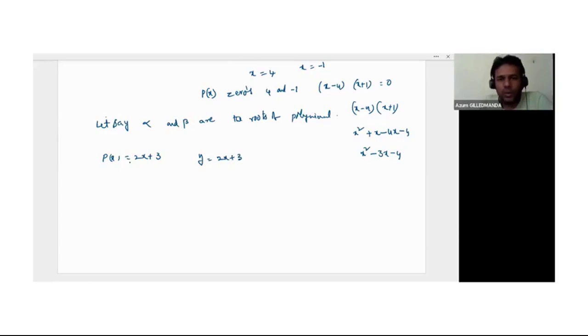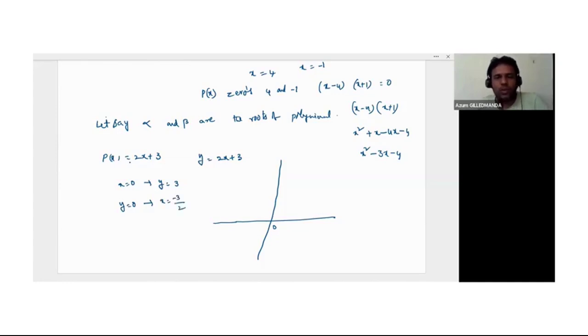So if I want to depict that in a graph, let's say this is a rough graph, and this is 0, the origin. If I make x as 0, the y value becomes 2 into 0, which is 0, plus 3. That means the y value I'll get is 3. So that is one coordinate to draw the line. And now I'll make y as 0. Then 2x plus 3 is 0, so x becomes minus 3 by 2. Hope you're following here, right?